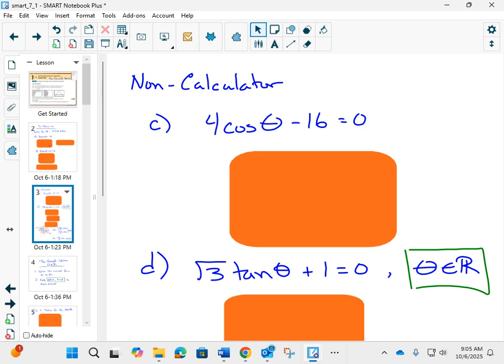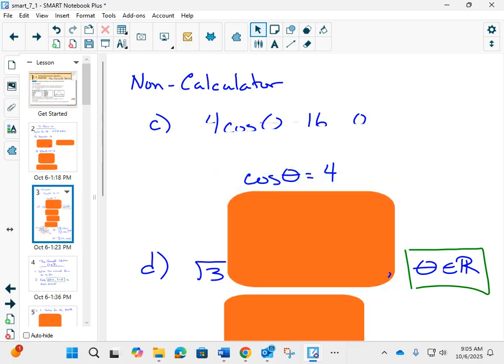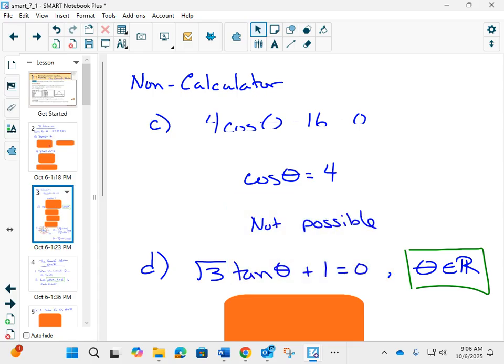Usually, if things are non-calculator, what happens? You solve and you get something on your unit circle. But this one was a little problematic, right? Did you get this far? And now some of us are stuck? That's not on your unit circle. How can I do this without my calculator? Well, try to draw that picture. It's never possible.